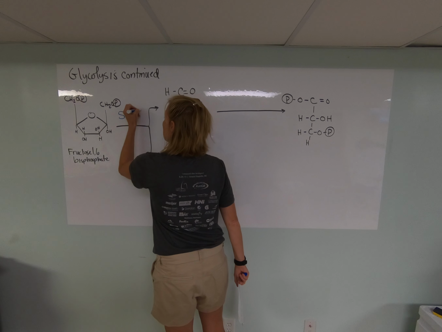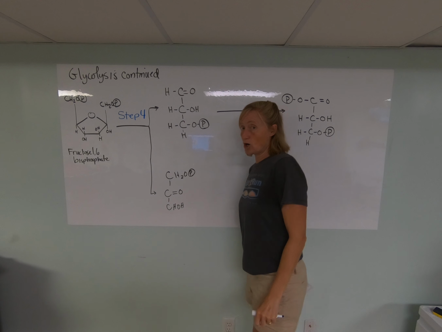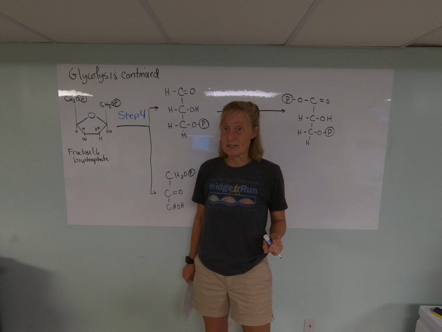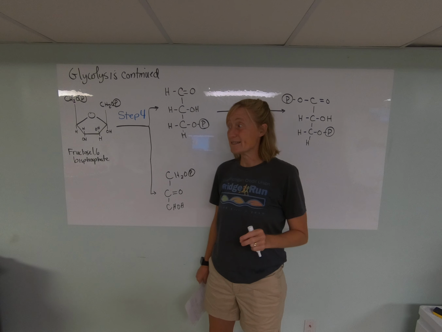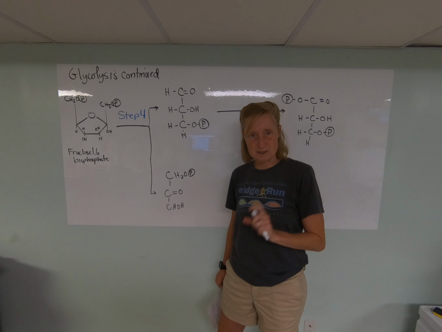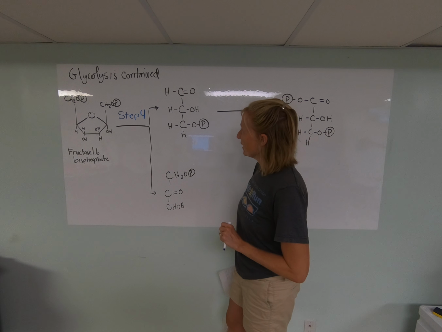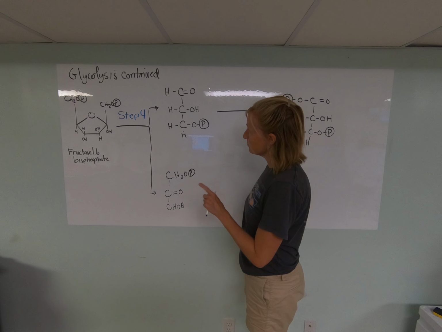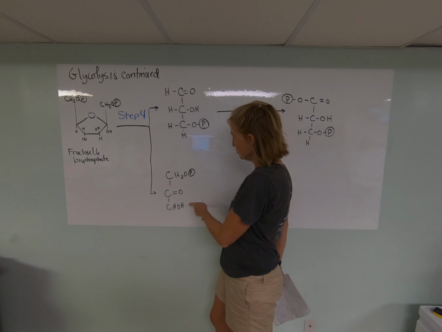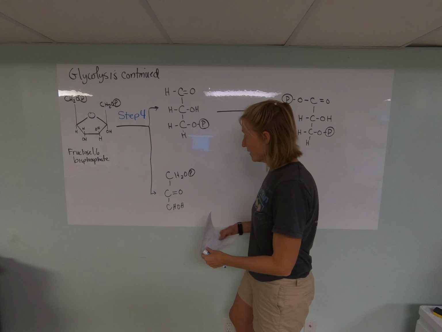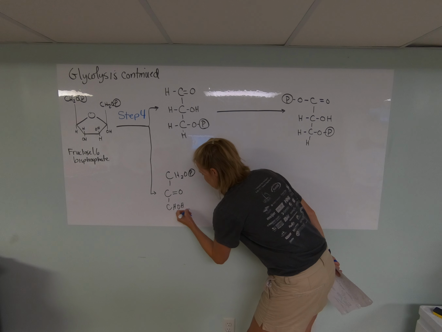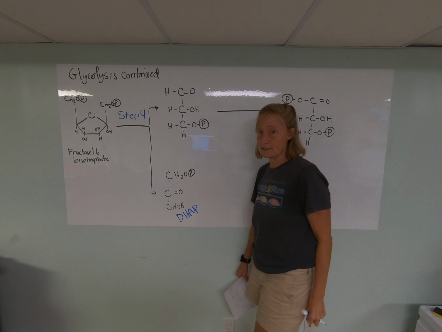Okay, in step 4, this 6-carbon sugar is split into 2 3-carbon sugars. Guess what? This is the sugar splitting step of glycolysis. There's an enzyme called aldolase that splits our 6-carbon fructose into 2 3-carbon molecules. One of them is called dihydroxyacetone phosphate. I'm just going to call it DHAP.